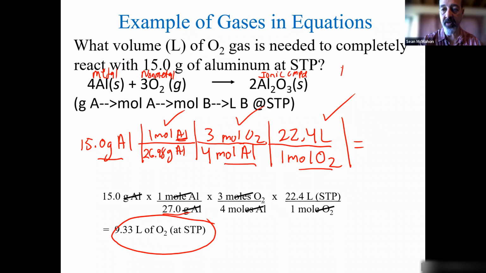Why? Because metals lose electrons. Aluminum's 3+. Why? Periodic table, group 3A. Oxygen's a 2-. Why? Group 6A, 2 away from the noble gases. I crisscross, that's how I get aluminum oxide, and then I have to balance the equation. So this is a good review of stoichiometry, balancing equations, predicting products, identifying the different types of reactions, and now using molar volume at STP.